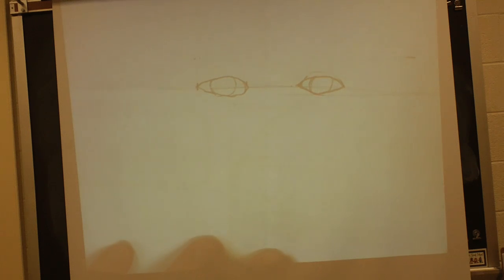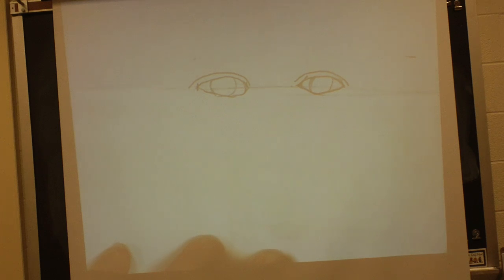Eyelids are like that blind. When you close your eyes, it's pulling the blind down. When you open them, it's rolling it back up, and it makes a line. Sometimes it's a geometric line, sometimes it's a curvy line, depending on who you're drawing.